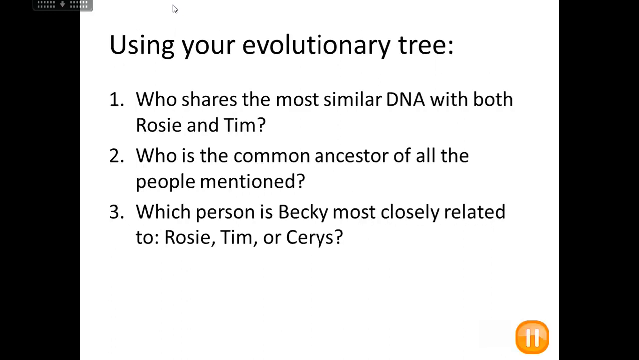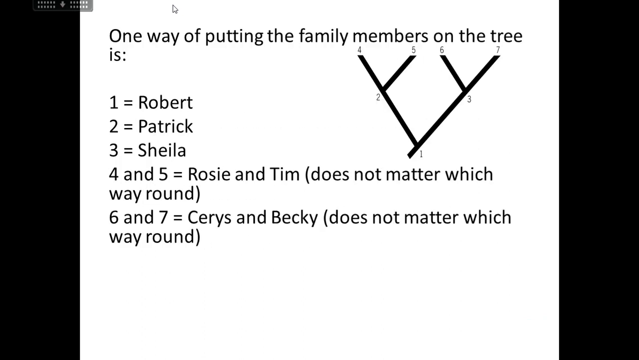For number 2, who is the common ancestor of all of the people mentioned? Well, everyone has descended from Robert in this case, so it's the only answer there. There's no other link that all of them have, so that's Robert.